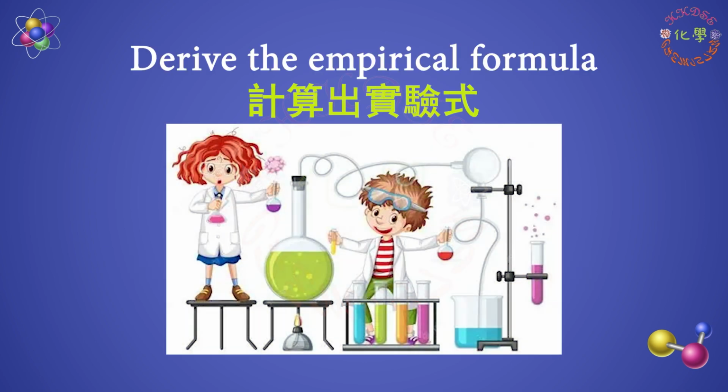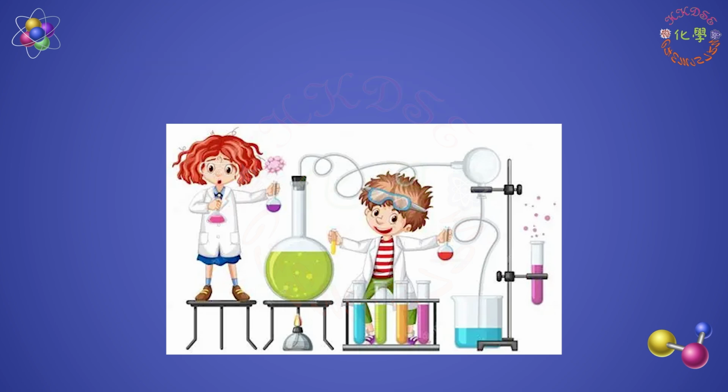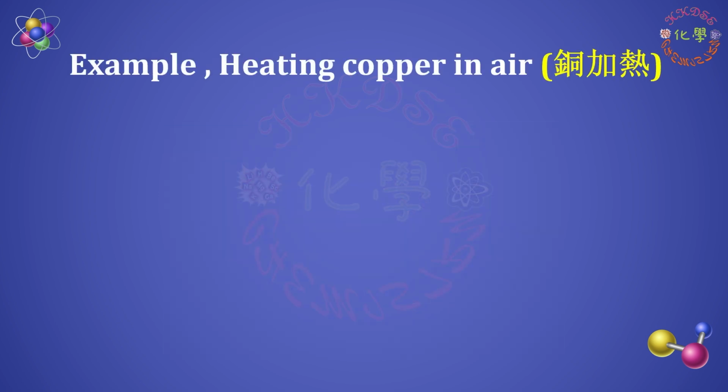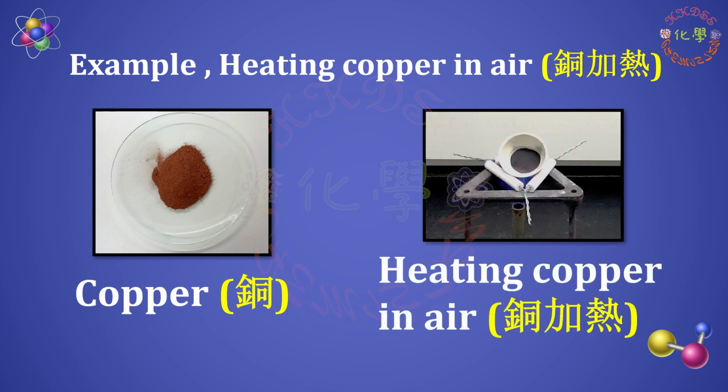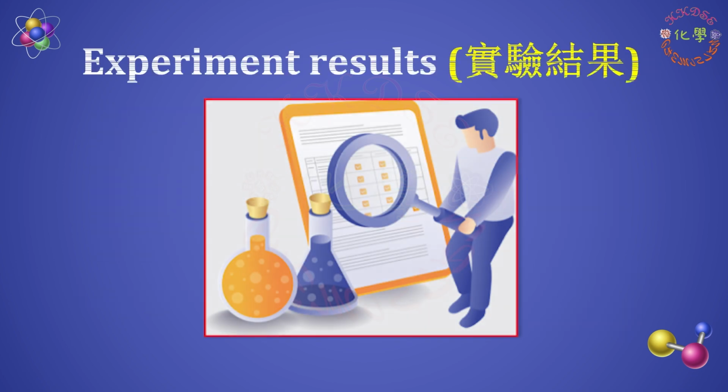Derive the empirical formula from the experimental data obtained after the oxidation of a metal, for example, heating copper in air. To determine the empirical formula of copper oxide, we have to find the ratio by mass of copper and oxygen in the compound. Now, we can also determine the empirical formula of a compound by experiment results, so let's have a look at how to do that.